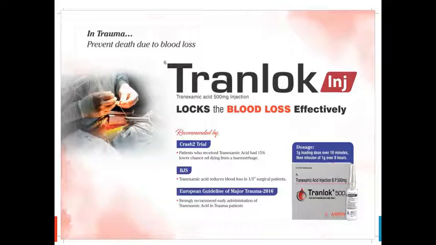It is recommended by CRASH-2 trial, which says that patients who received tranexamic acid had 15% lower chances of dying from hemorrhage. There's BJS journal which says that tranexamic acid reduces blood loss by one-third in surgical patients, and even European guidelines of major trauma 2016 strongly recommend early administration of tranexamic acid in trauma patients. Doctor, the dose for Tranlock injection is 1 gram loading dose over 10 minutes, then infusion of 1 gram over 8 hours.